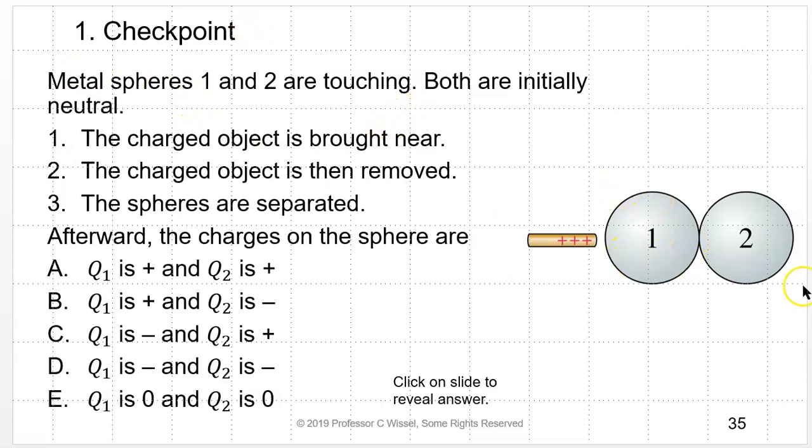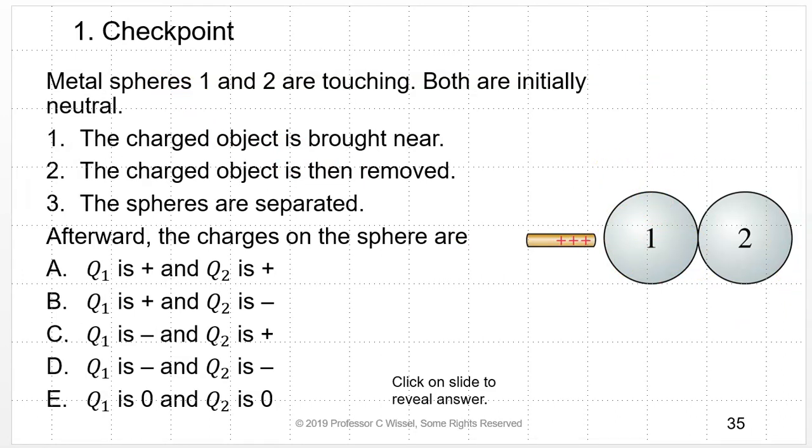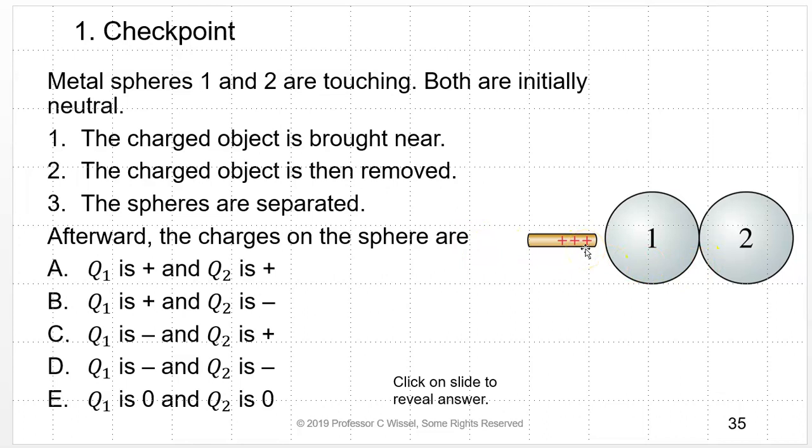Now, we have two metal spheres. Obviously, they're good conductors, and both are initially neutral and touching. We bring a charged object near them. Then we remove the charged object, and the spheres are separated. What happens? When the charged object is brought near, this one is going to become negative, and this one is going to become positive. But then we remove the charged object. These are conductors. The electrons are going to redistribute themselves over the two conductors, and then we separate them. So nothing's going to happen. In other words, Q1 is 0 and Q2 is 0. They both wind up being 0.